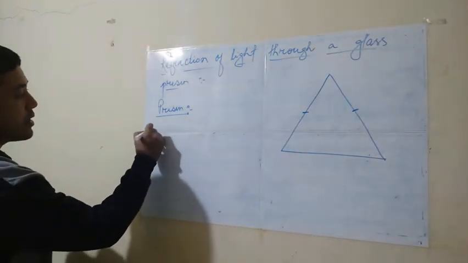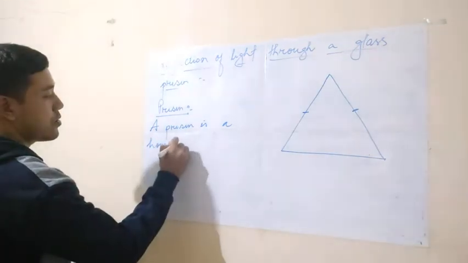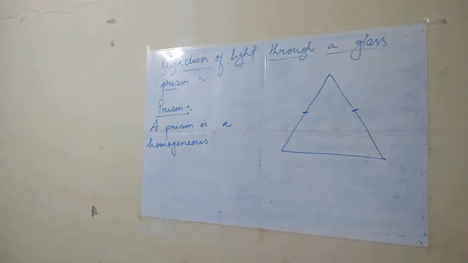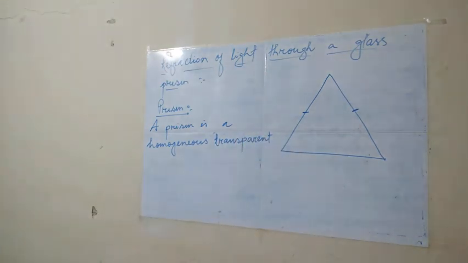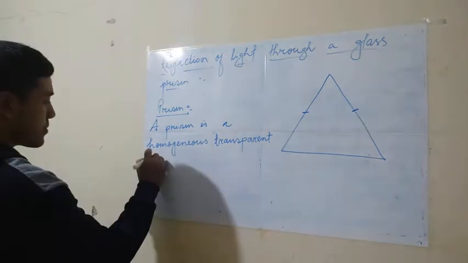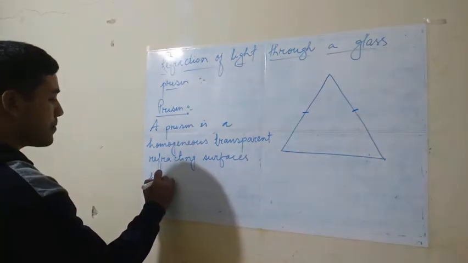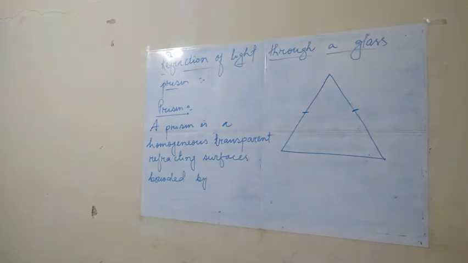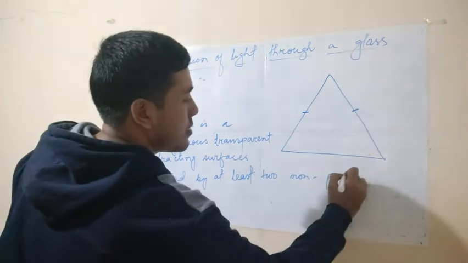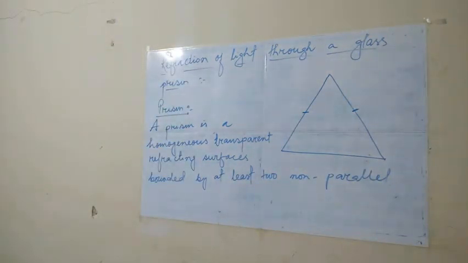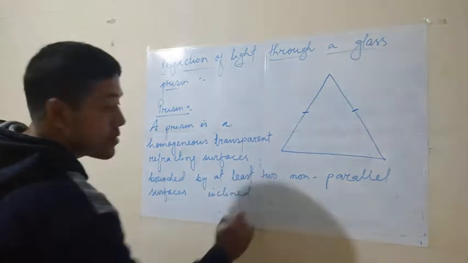I will write the definition now. Look here. A prism is a homogeneous, transparent, reflecting surface bounded by at least two non-parallel surfaces inclined at some angles.